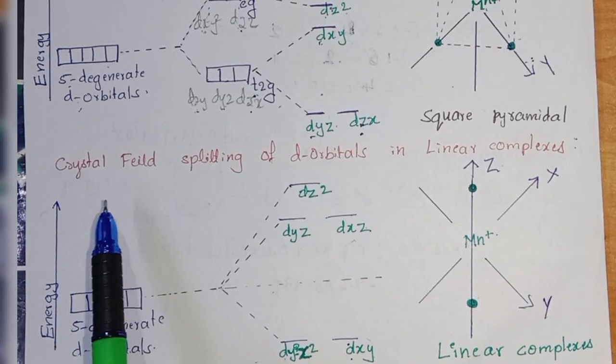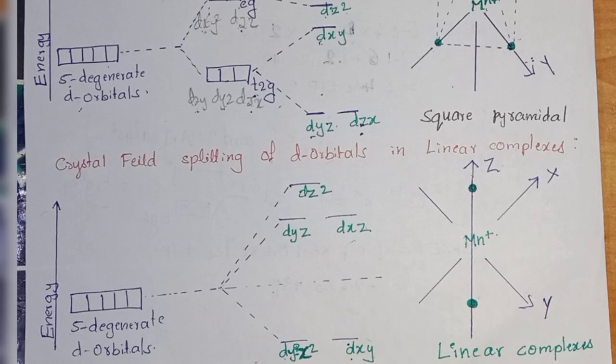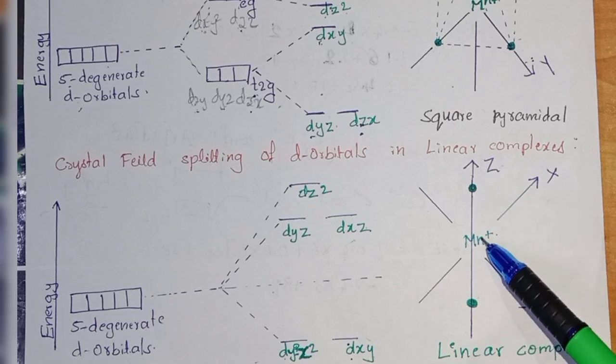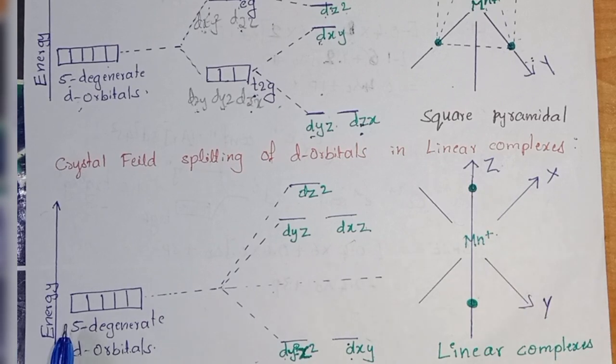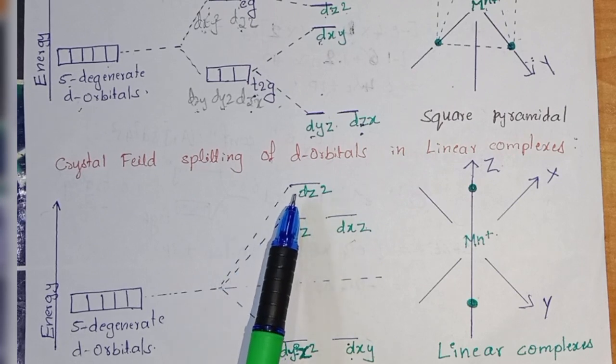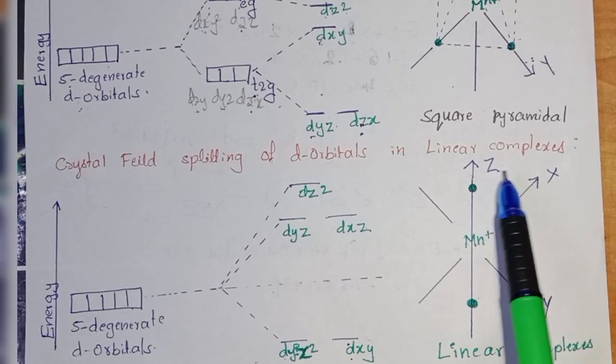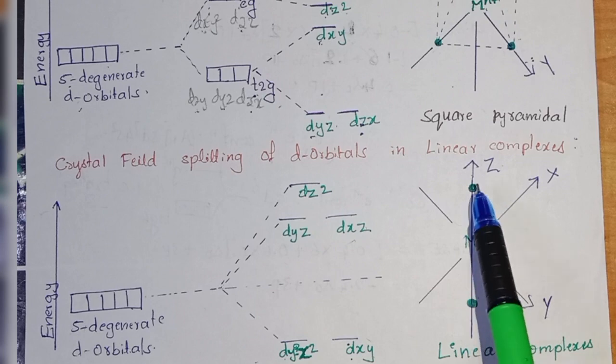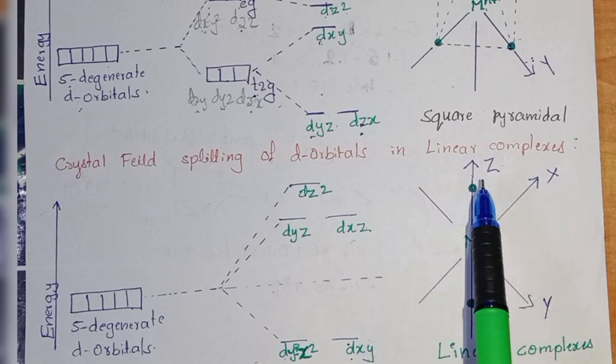If you see the crystal field splitting of d orbitals in linear geometries, the two trans ligands are approaching the metal ion along the z-axis. So when the metal is in free state, the 5 d orbitals are in degenerate state. Then from this, the splitting of d orbitals will take place. So the higher energy level will be taken by, of course, the dz square orbital, because two trans ligands are approaching along the z-axis.